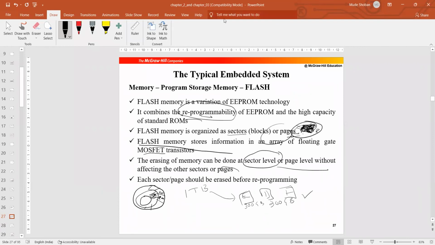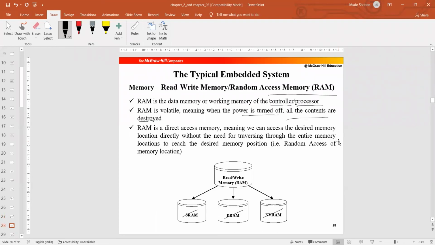Please respond if anyone has any doubt about the read-only memory; you could clarify. If not, we'll move forward to the random access memory.